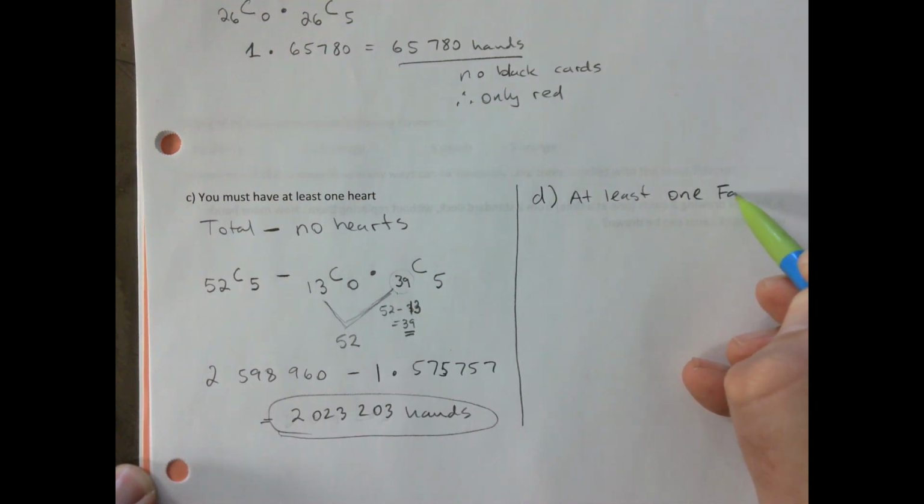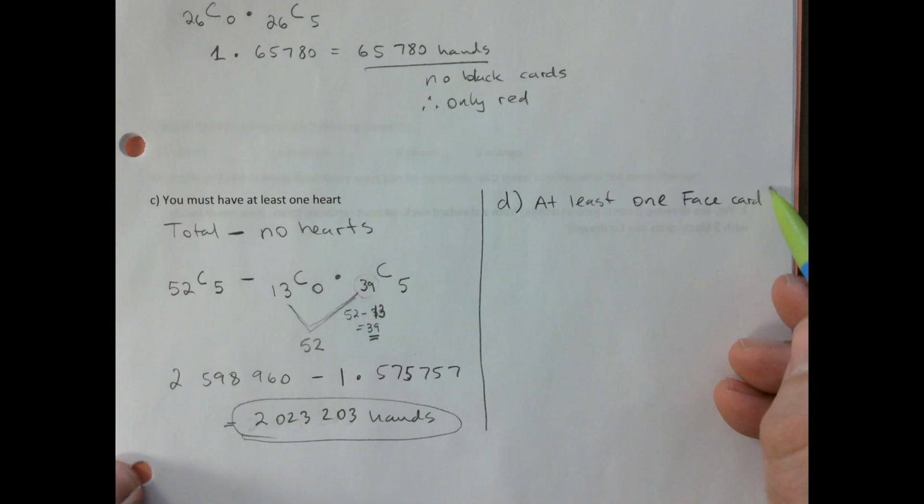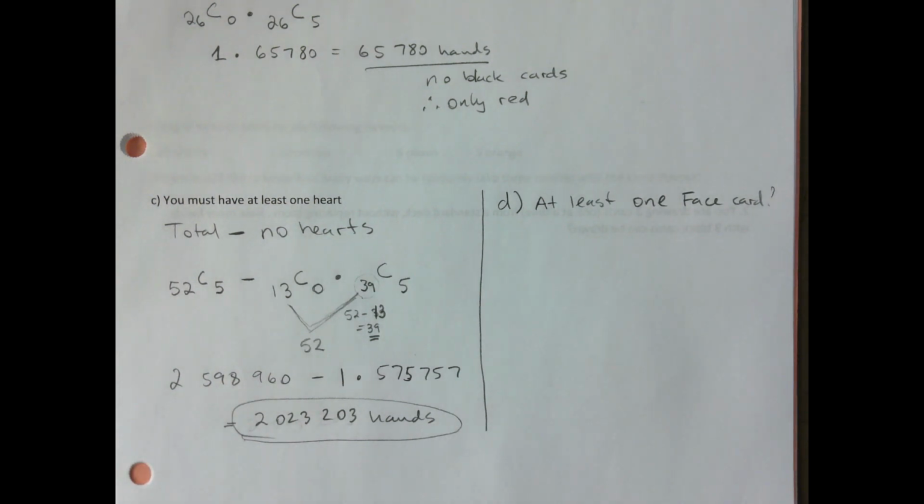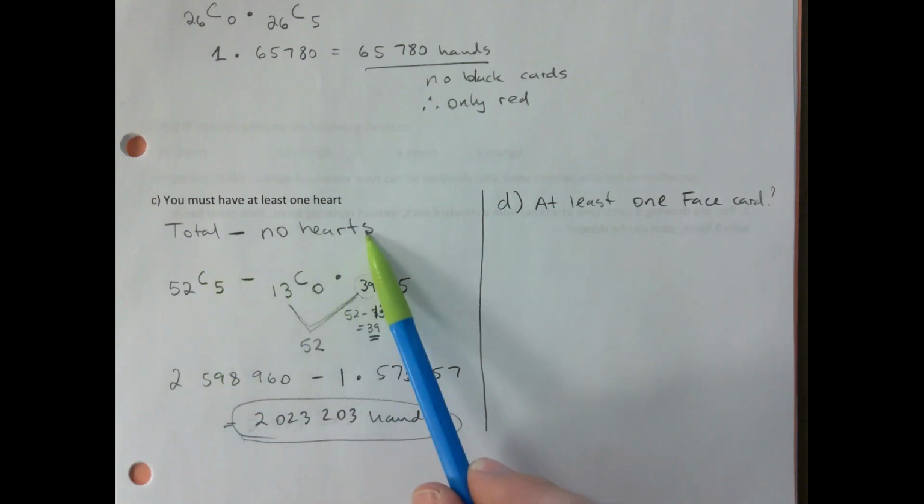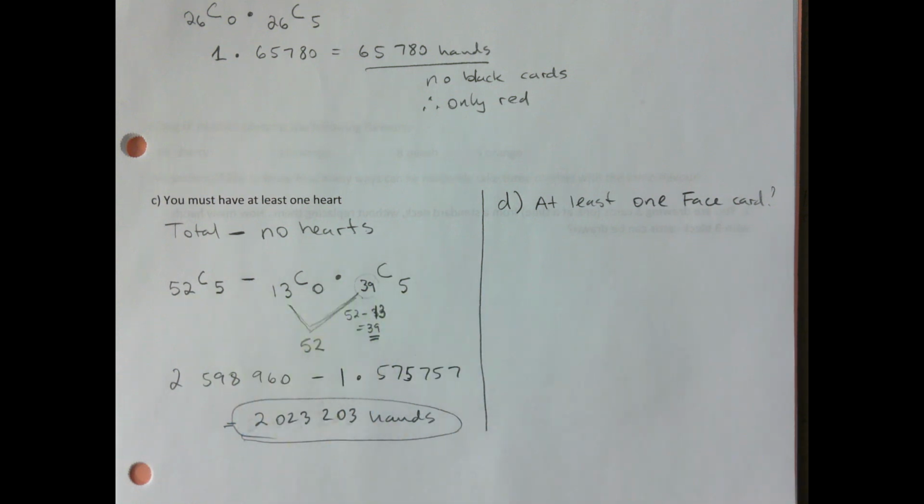At least one face card. You got this. How would you do that? Write it out. Please write it out like this first, or actually do this first. Then write out your actual notation, and then give me the answer. Okay? Do that in 3 steps.